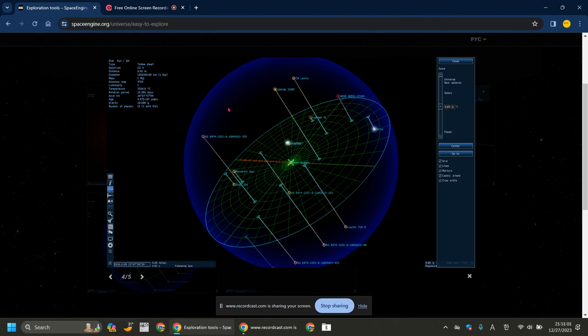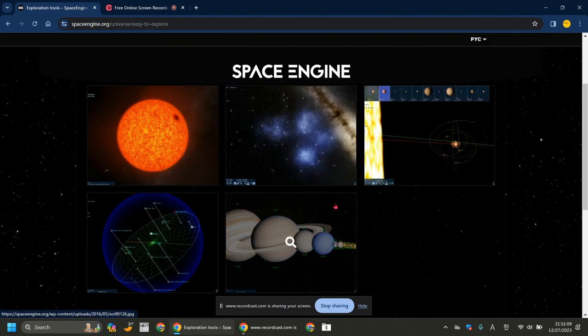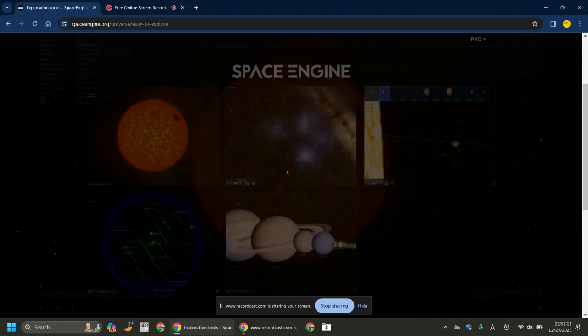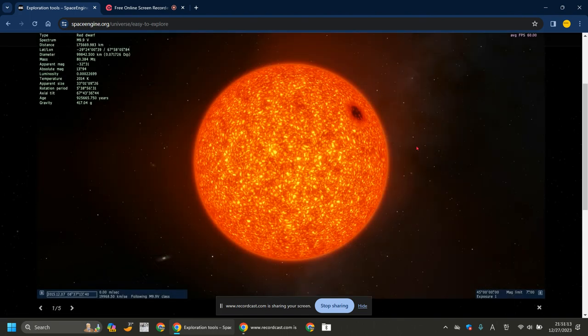The Virgo, I don't know. Local group. I don't know what this is. I do, but I don't remember. This is the sun. One of the biggest stars in our solar system, I believe.